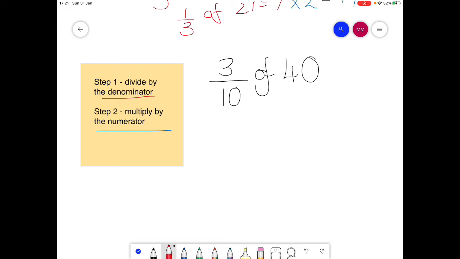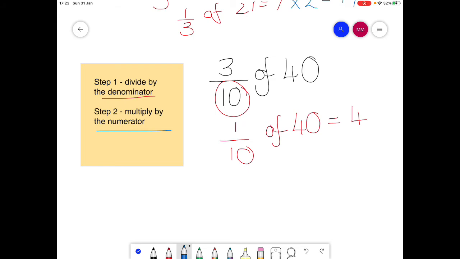3/10. So step 1 is we have to divide by the denominator to find how many equal parts we're splitting it into. So this one is 10 equal parts. So we have to divide 40 by 10. 1/10 of 40 is then 4.